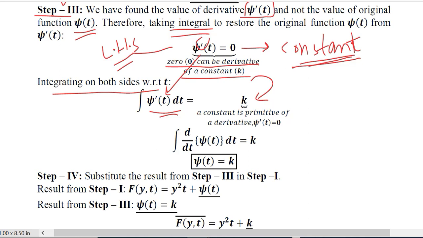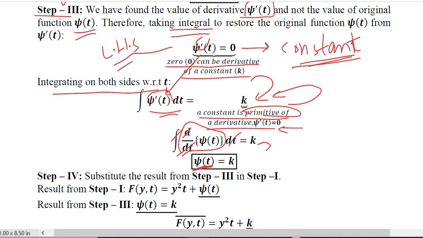So, a constant is the primitive of a derivative. Whenever a derivative is equal to 0, the primitive, or the original function, was a constant. So, we write it in an expanded way. It becomes a derivative of psi t. It gets cancelled out, and we are left with the original function, and it is equal to k.